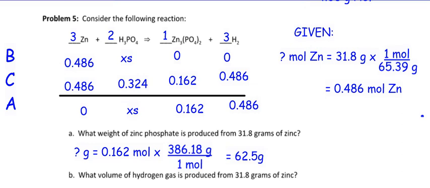Well, how'd you do? Zinc phosphate has a pretty high molar mass, doesn't it? Hopefully you got the same numbers that I did, and you end up with 62.5 grams. Now, what do we do about letter B?